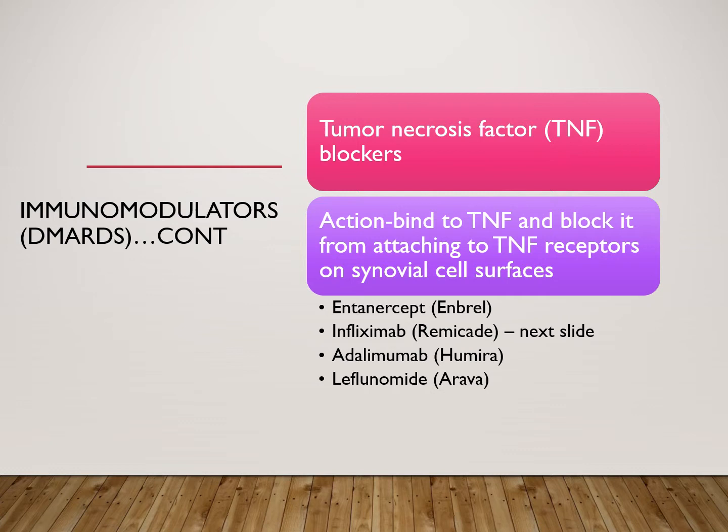Tumor necrosis factor blockers, TNF blockers, their action is to bind to TNF and block it from attaching to the TNF receptors on the synovial cell surfaces. Enbrel was one of the first TNF blockers developed. Its half-life ranges, and it's amazing, from 72 to 132 hours. Signs and symptoms of RA are suppressed rapidly, but will reappear if the drug is discontinued.